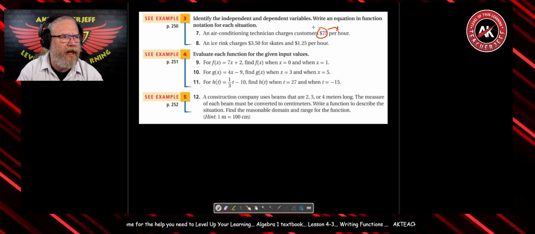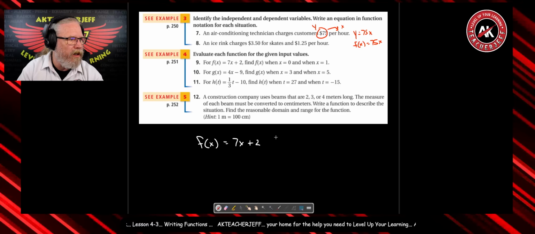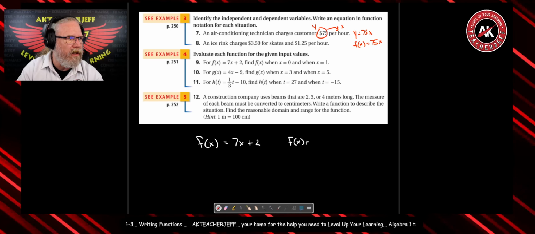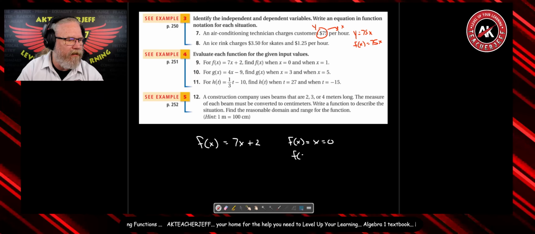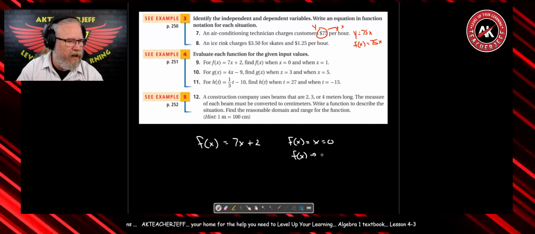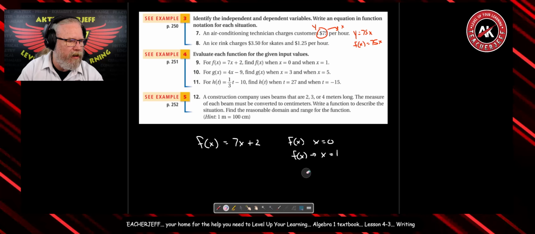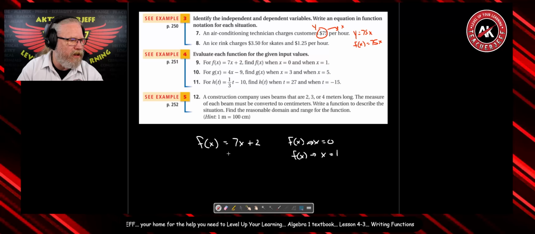Evaluate each function for the given input values. So we have number 9 there. They say f of x is equal to 7x plus 2. They want us to find f of x. So what is f of x whenever x equals 0? And what about f of x whenever x equals 1? To be more precise, it would be better to put an arrow instead of equals there, whenever x is 0. So let's go ahead and substitute that in.